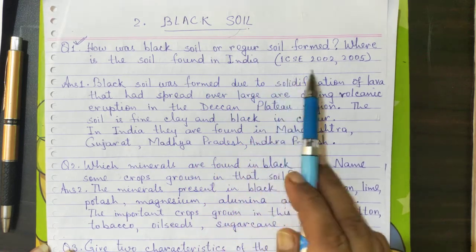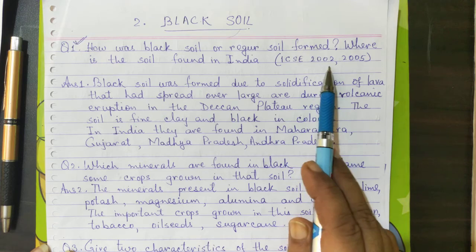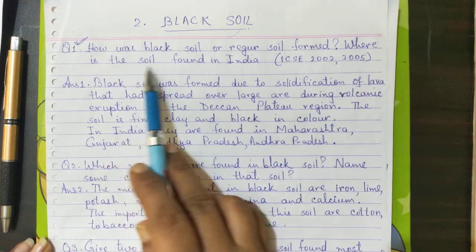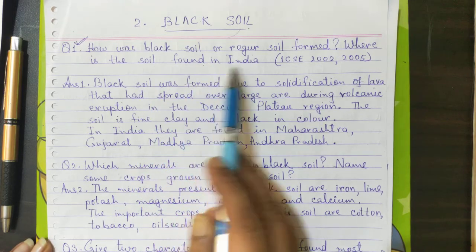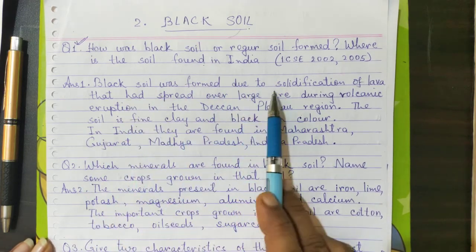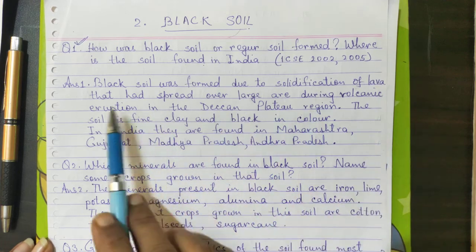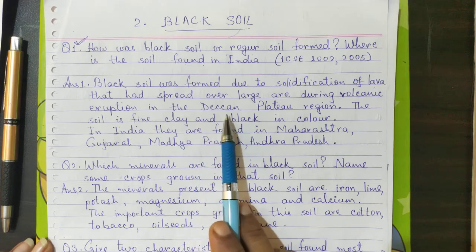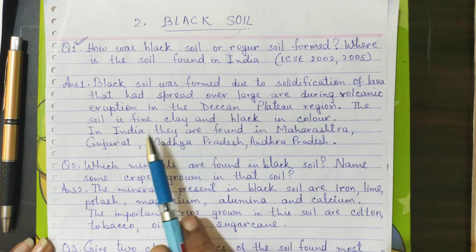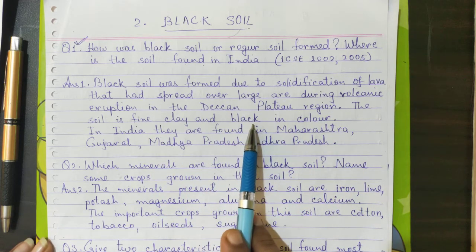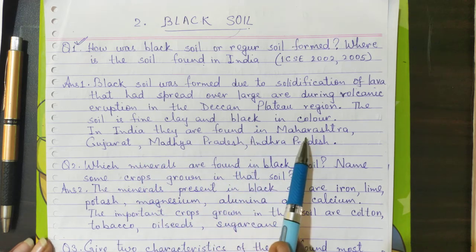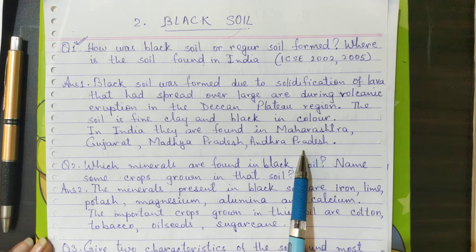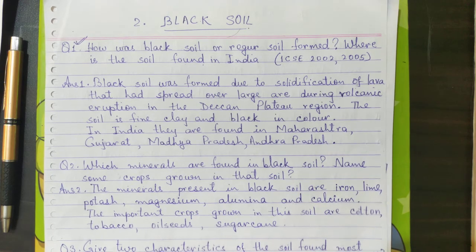Now this is a question which had been asked in 2002, 2005 and in later years also. Where is the soil found in India? Black soil was formed due to solidification of lava that had spread over a large area during volcanic eruption in the Deccan Plateau region. The soil is fine clay and black in color. In India, it is found in Maharashtra, Gujarat, Madhya Pradesh, Andhra Pradesh, and in a few parts of Karnataka also.